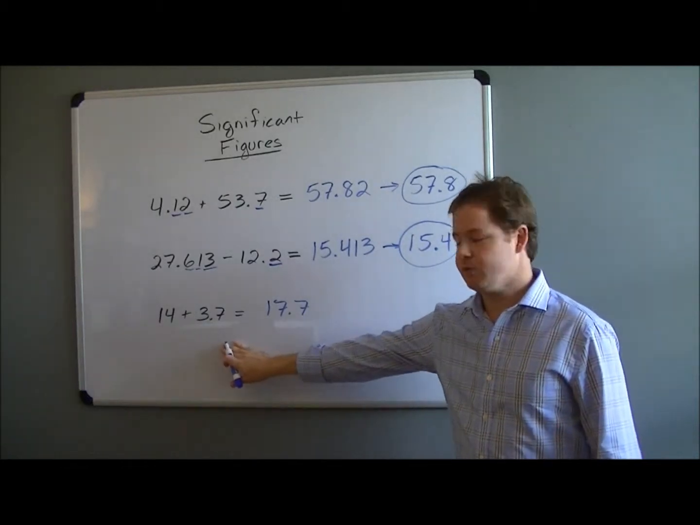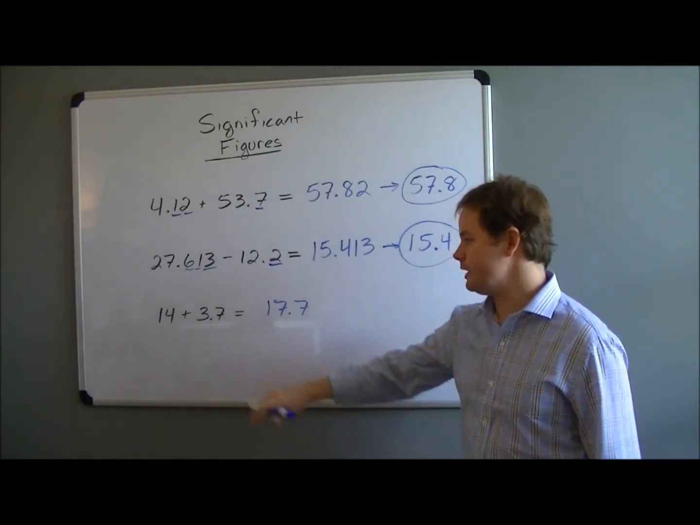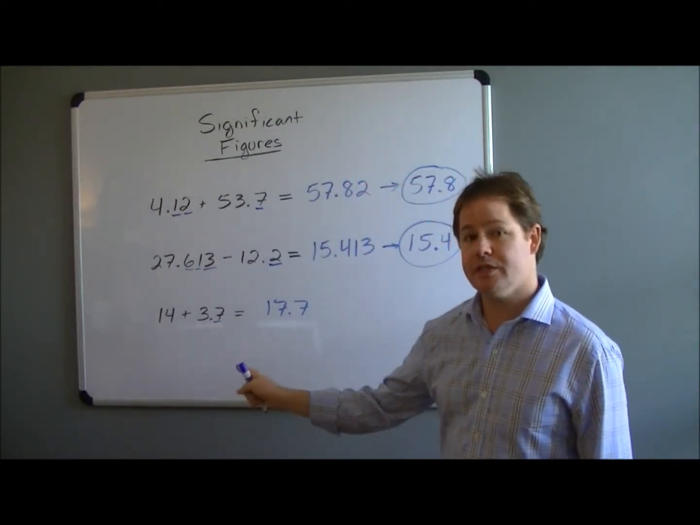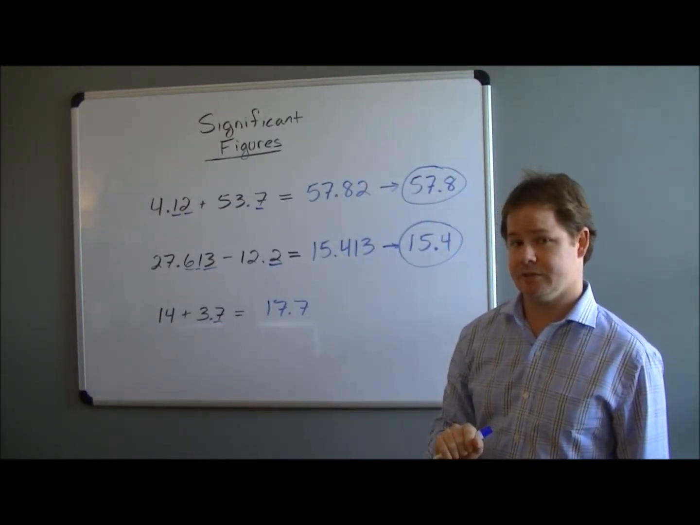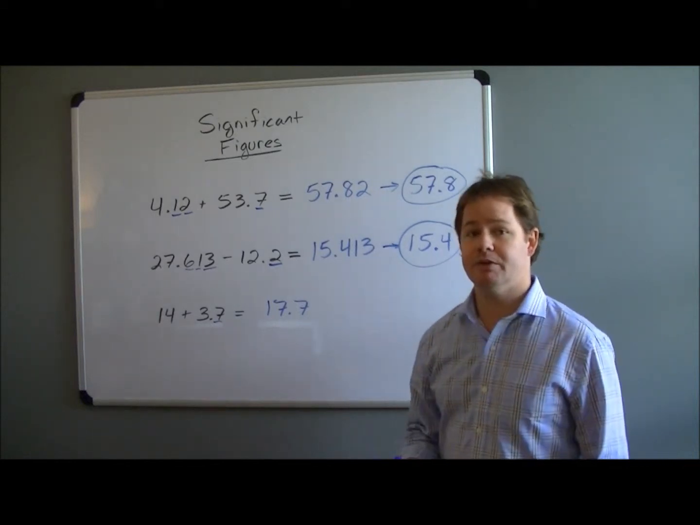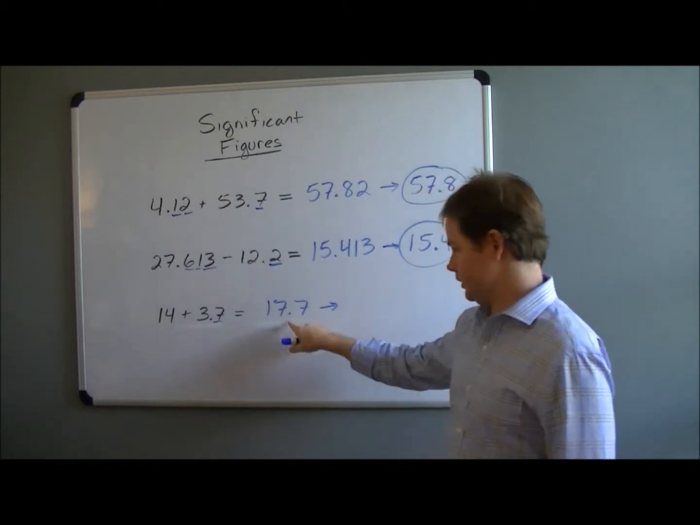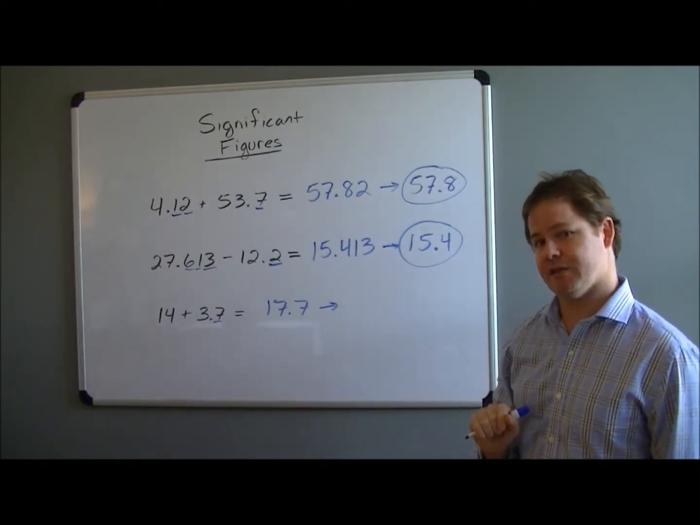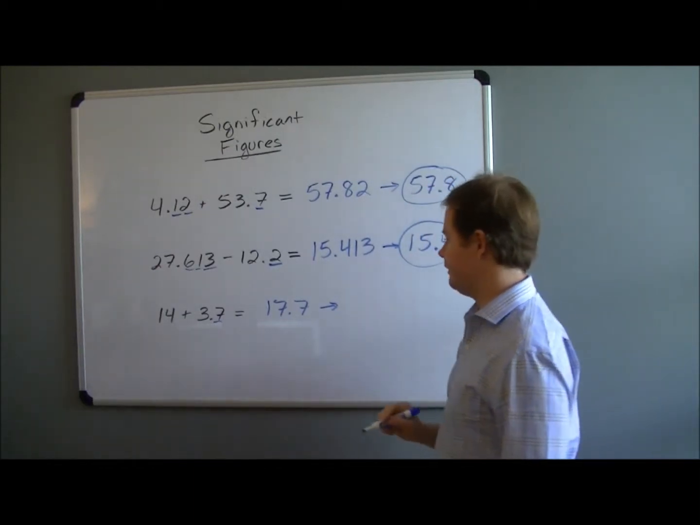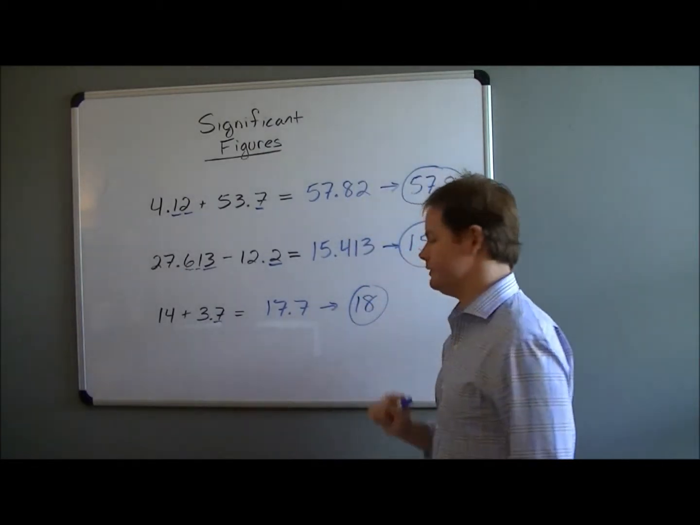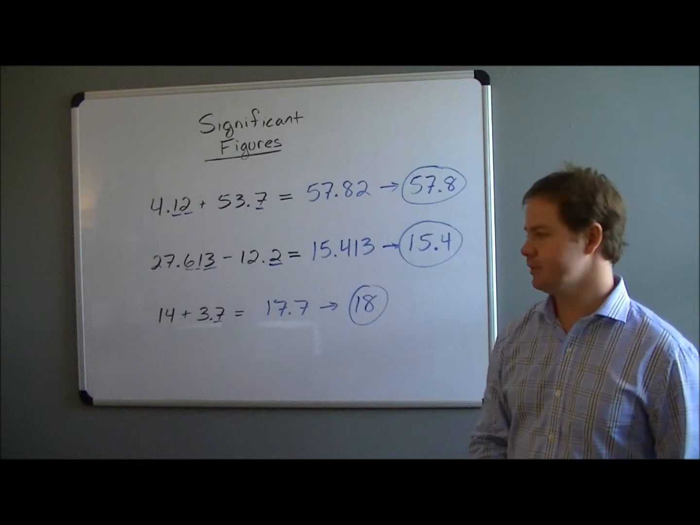And lastly, 14 plus 3.7. 3.7 has one decimal place. 14 does not have any decimal places, which means our final answer should be written without any decimal places as well. So we're going to have to round 17.7. And when we round that, we get 18 as our final answer there.